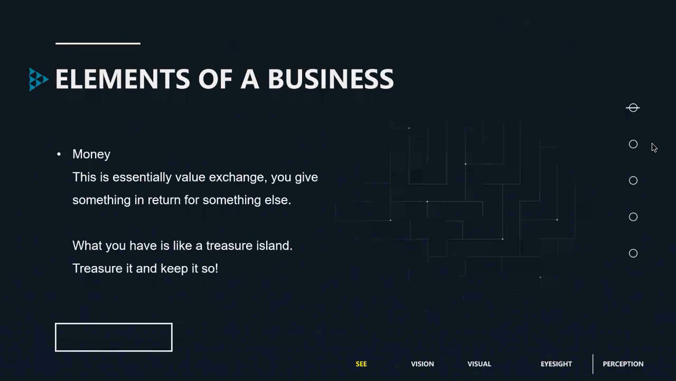Money. This is essentially value exchange. Again, I've always said this, and I think it makes sense: don't think in money. See money here as just value, because I think money is a cheap way of thinking. Think of it as a value exchange system. I give something and I get something back. I give you something and you give me something in return. There's no free in Freetown. It's just that way. And please don't feel guilty for getting something in return for what you do.